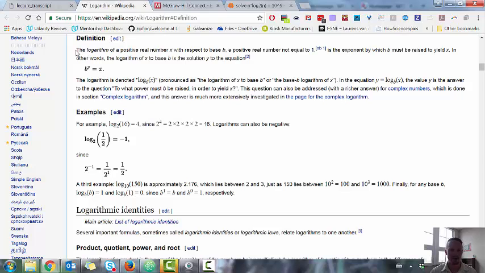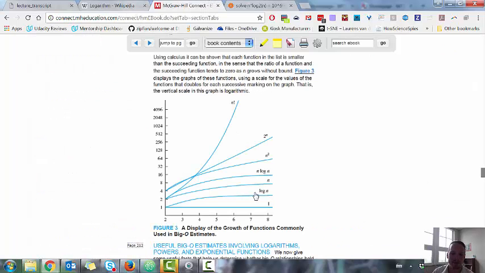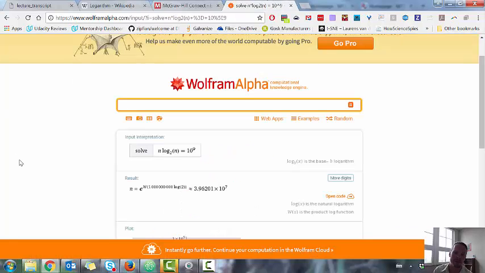So the definition on Wikipedia for a log: the exponent by which b must be raised to yield x. So the equation for it is right here, b to the y equals x. So log base b of x equals y. So that's what the log is doing if you forgot. In computer science it's almost always log base 2 because of bits, because bits can be either 0 or 1. There's 2 possibilities.